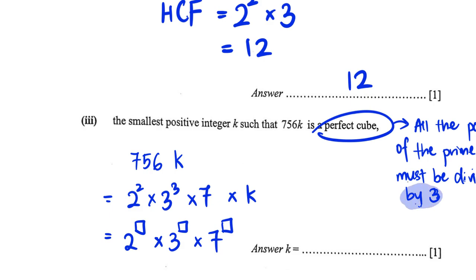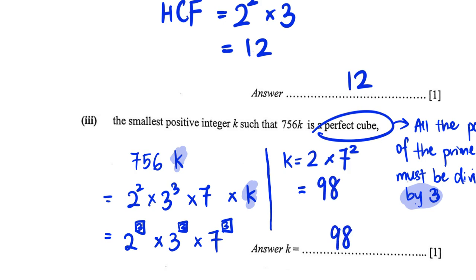And therefore, from the observation, this K has to contribute 1 more 2 and 2 more 7, so that this one will become 3, 3, 3. All divisible by 3 already. So the answer is 98.